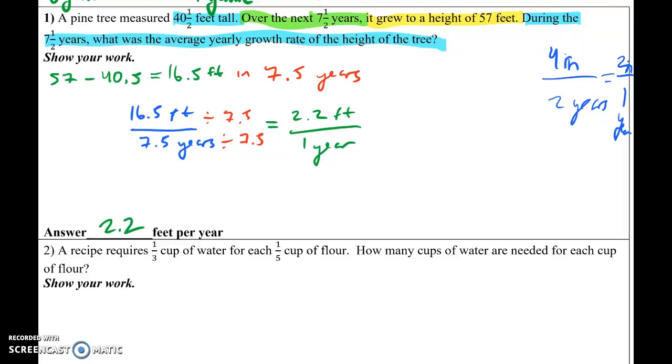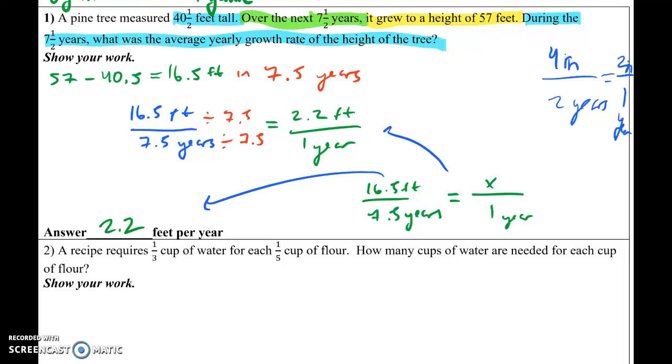All right, and if you don't want to use the unit rate, you could simply make a proportion. So for example, you would start with the same ratio, 16.5 feet over 7.5 years. And this would equal, well, how much feet in 1 year? Right? And if you solve this proportion, you would get the same answer that we have over here and up here.